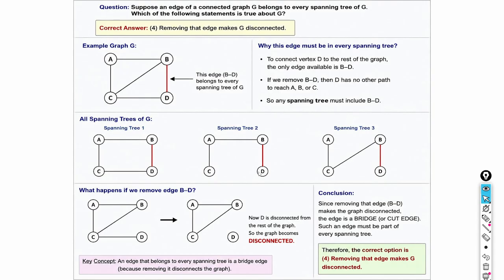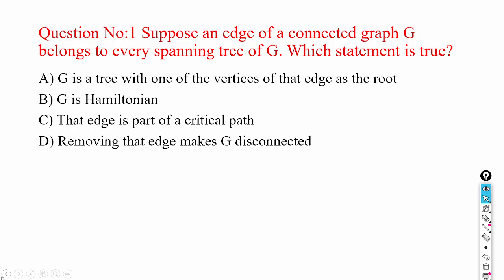Here we included B to D, here also B to D, and here also B to D along with the spanning tree. Since removing the edge B to D makes the graph disconnected, we call this edge a bridge edge or cut edge. Such an edge must be part of every spanning tree. Therefore, the correct answer for this question is option D: removing the edge makes G disconnected.